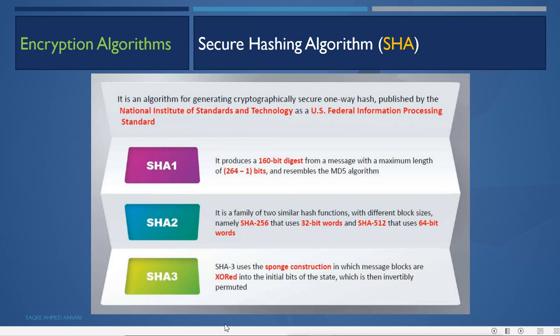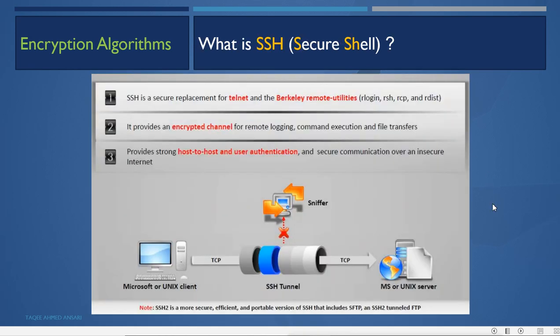Then we have SSH. Now, what is SSH? SSH is secure shell, and it is a secure replacement for Telnet and the Berkeley remote utilities like rlogin, rsh, rcp, and rdist. These are remote utilities to manage a machine remotely, just like Telnet, but they are not secure. For example, with Telnet, whatever data we send through the connection is not secure; it is sent as clear text. So SSH is a secure replacement for these types of utilities.